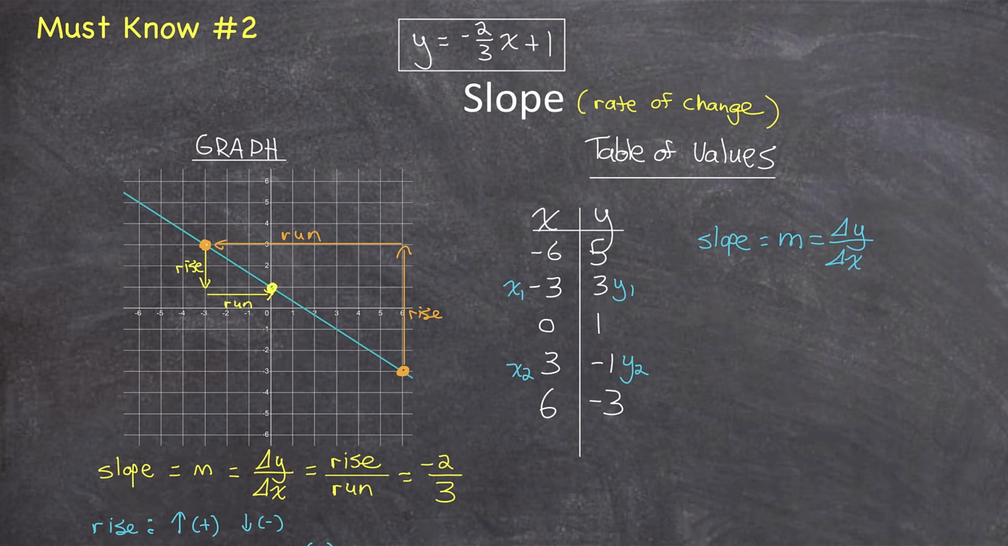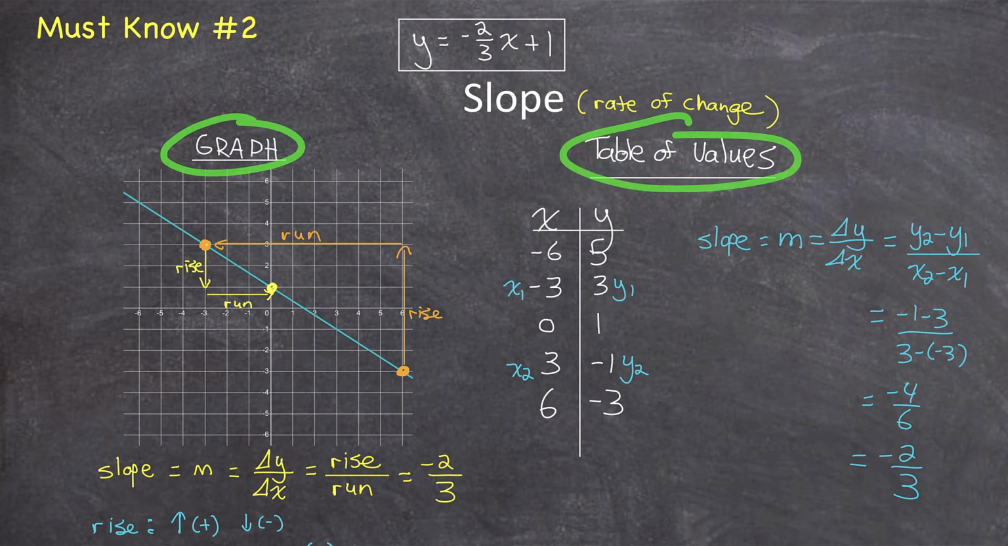Now to find the change in y, we could follow the formula y2 minus y1 over x2 minus x1. That just finds the difference in y and the difference in x and then divides them. If I follow that formula, I would have -1 minus 3 divided by 3 minus -3. That's -4 over 6, which reduces to that same value we've been getting each time, -2/3. Now you know how to find the slope of a line from a graph or from a table of values.